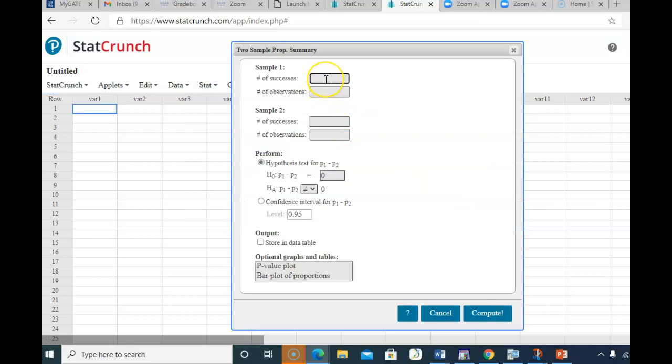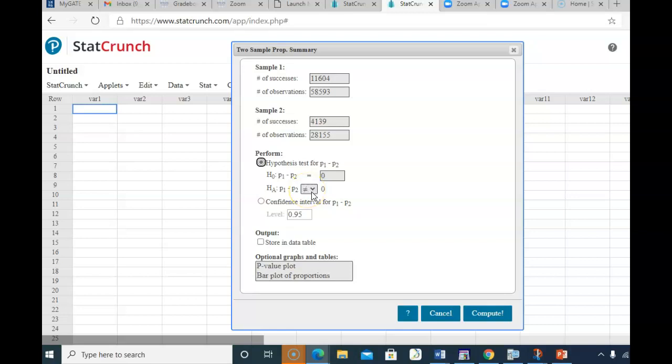Okay, so that's going to ask us for our number of successes. Our X sub 1 was 11,604, and the number of observations was 58,593. And then for the second one, it was 41,39 and 28,155. And we had said it was a two-tailed test on that one.